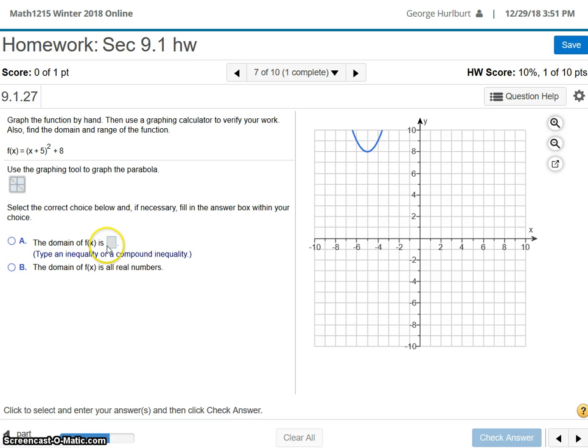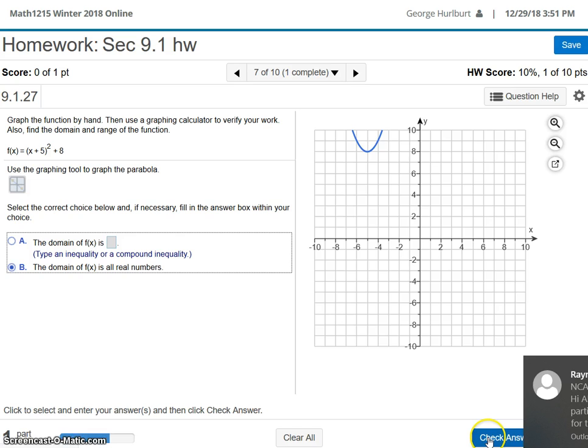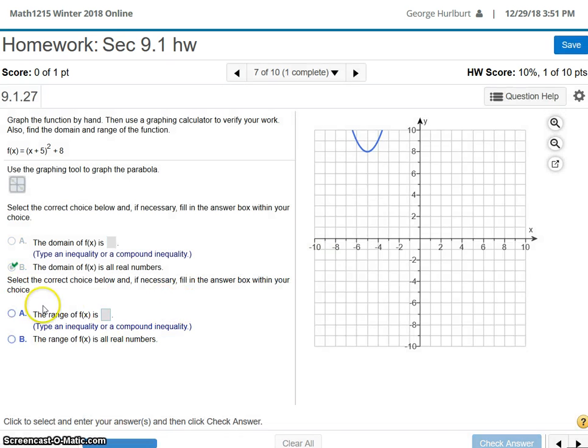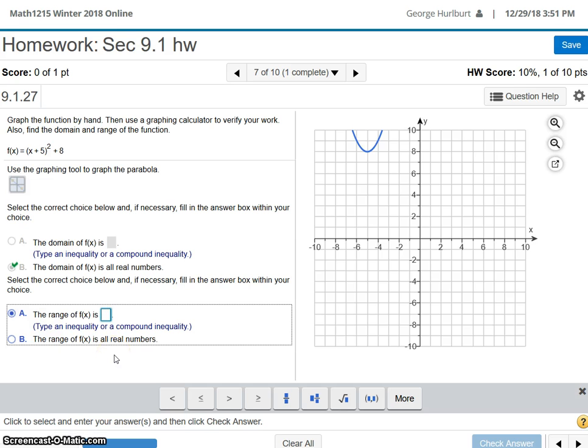The domain, remember, means x numbers. I can take any number I want and plug it into this equation, and it's going to give me an answer. So the domain is all real numbers. And then it asks for the range. The range is the y values. Notice the lowest y value is 8, and then it goes up from there. So the range is y greater than or equal to 8.